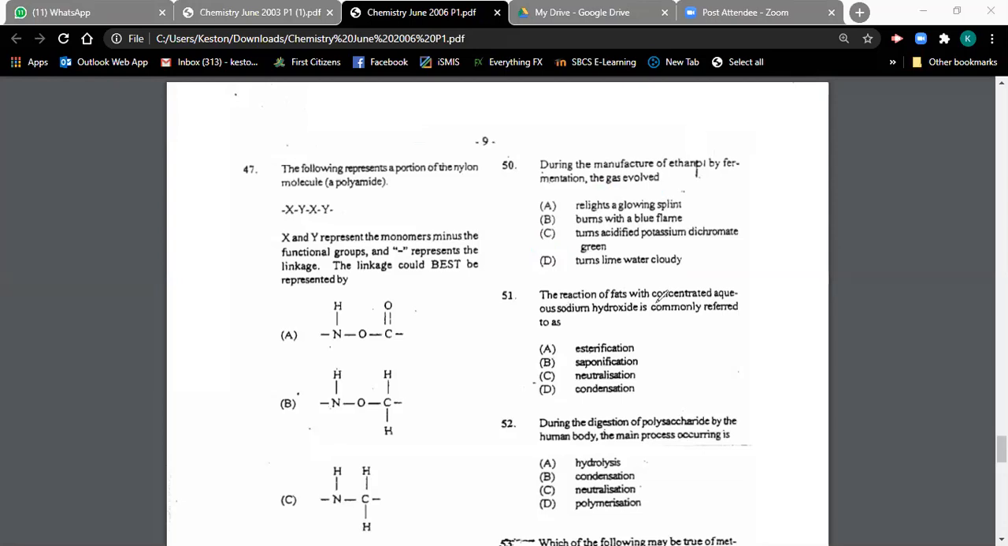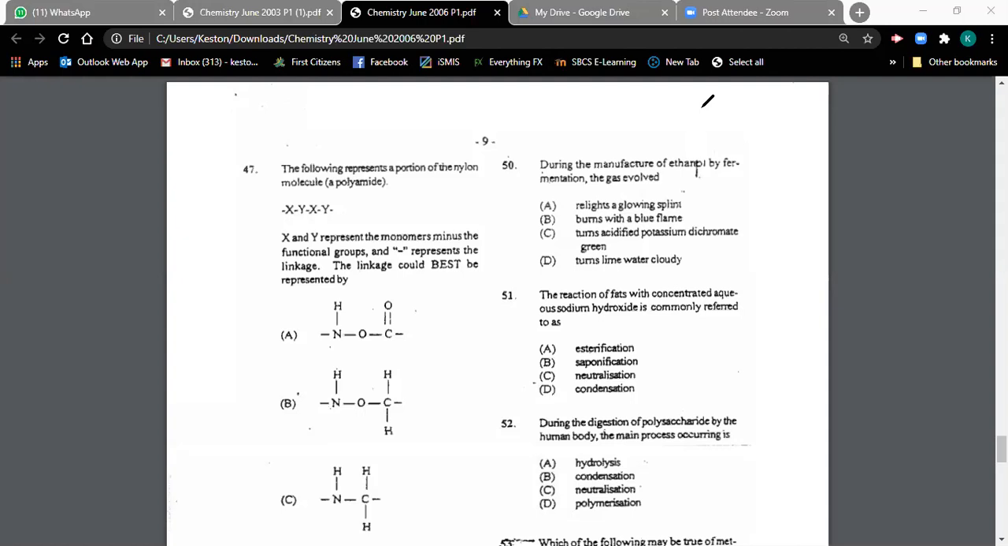51. The reaction of fats with concentrated aqueous sodium hydroxide is commonly referred to as not neutralization, not condensation. Yep, very good, Jadon, Navin. This is 51, saponification. Right, that's how we make soap.